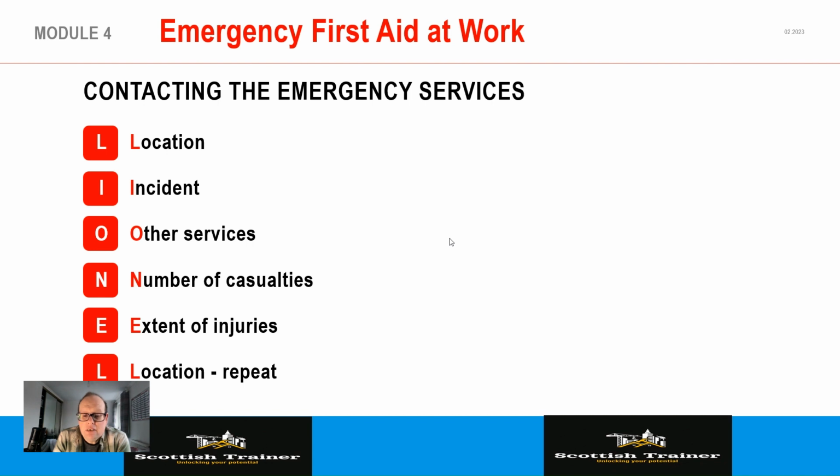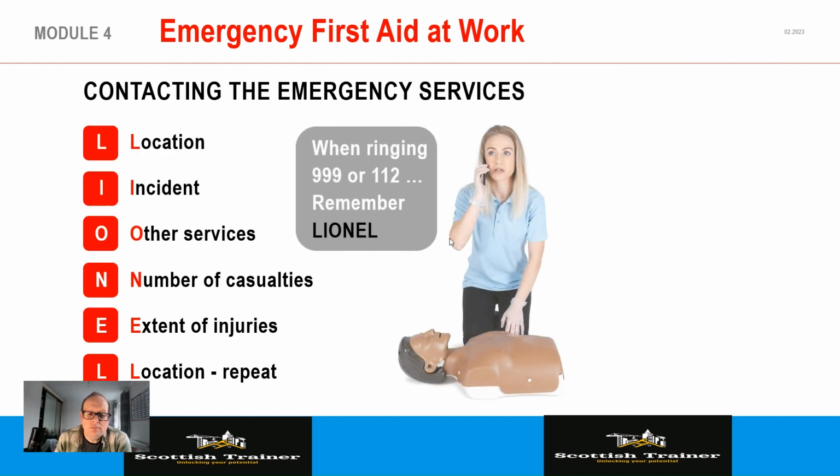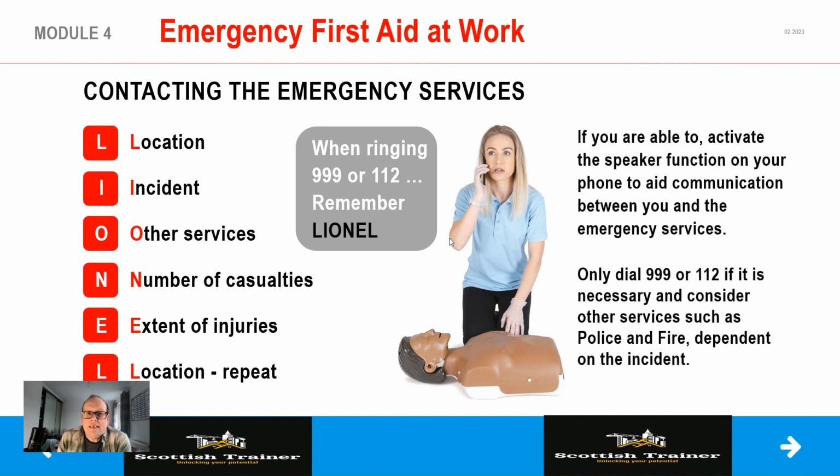And then repeat your location. The more details that you can give them, and in as clear and calm a fashion, the better. Yeah? If you're using a mobile phone, stick it on speakerphone. Yeah? That way, you can treat the casualty while talking to the ambulance services. Dial 999 in case of emergency. 112 also works in this country. Yeah? And remember, if there's more services needed, the operator will automatically send them as well.